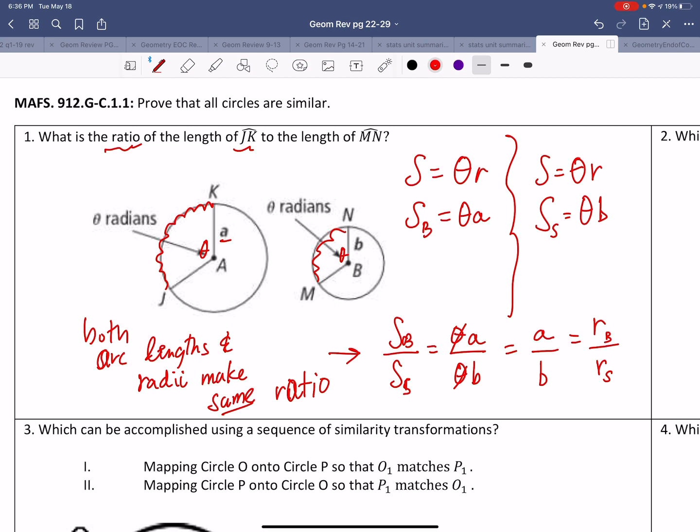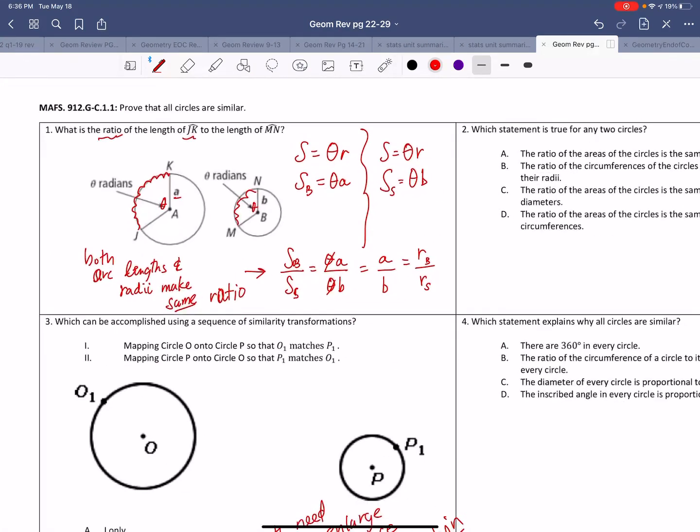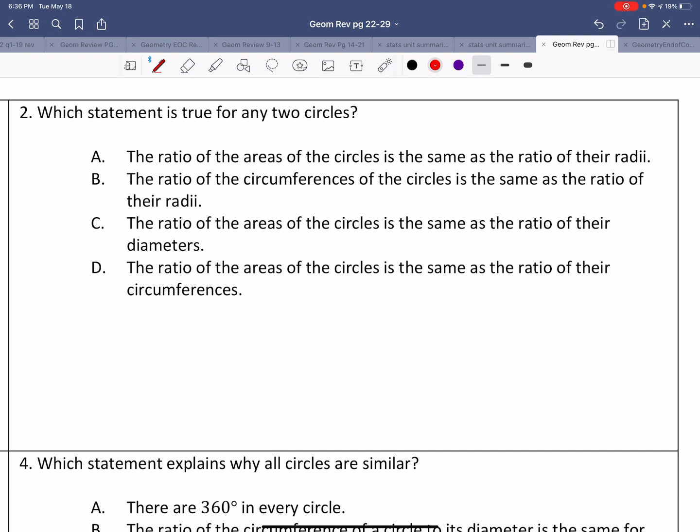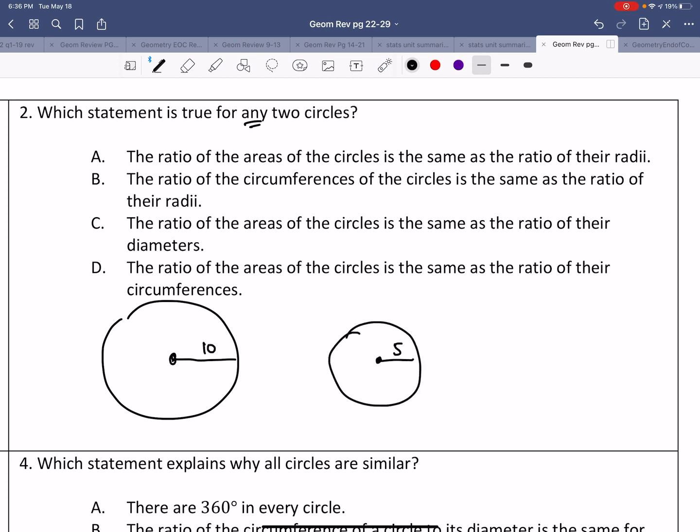Okay, so let's think about this. In a way, circles don't have sides, right? But similar by definition in a polygon would be that the angles are the same and the sides make the same ratios. Here I have the circumference or the arc lengths make the same ratio. So in the same way, it's the same ratios. So which statement would be true for any two circles? Let's give an example. Let's say our circle has a radius of 10, and I have another circle quite a bit smaller with a radius of 5.